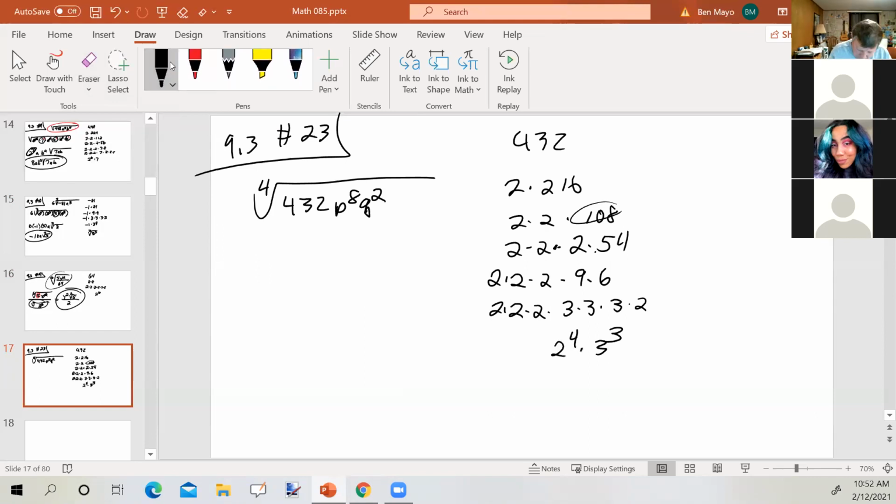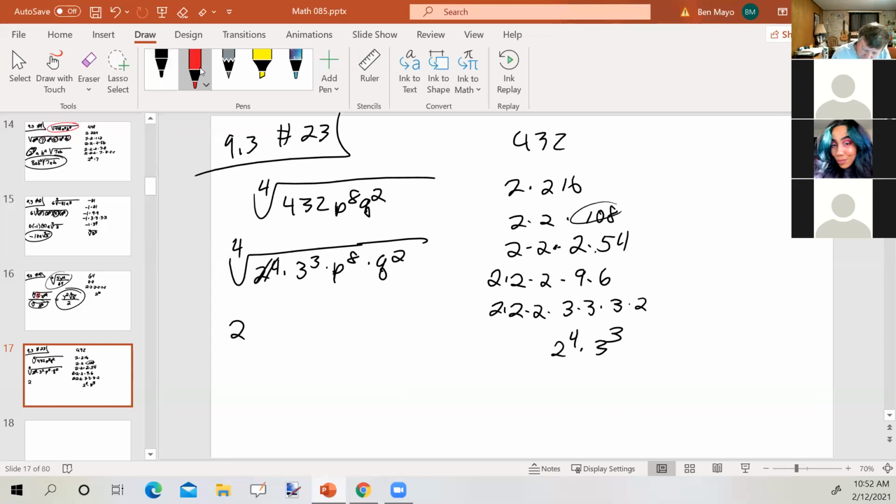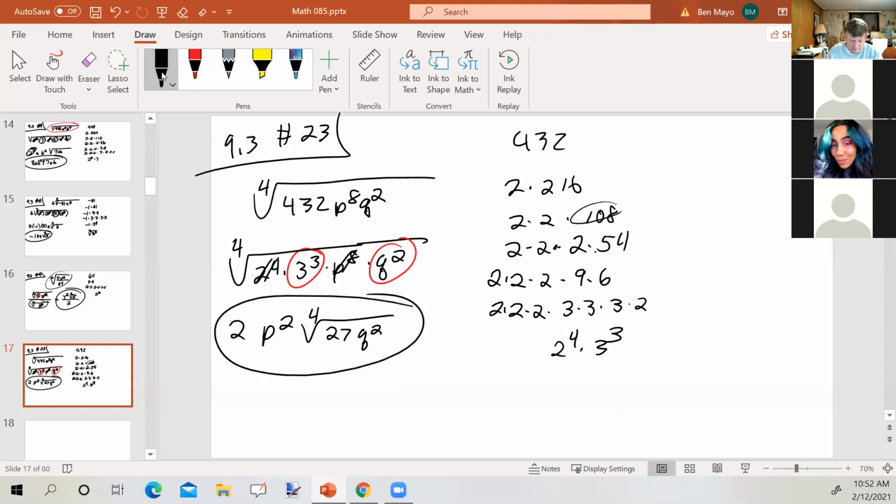Okay, so the 4th root of 2 to the 4th times 3 cubed times p to the 8th times q squared. Okay, what's the 4th root of 2 to the 4th? That's a 2 on the outside. What's the 4th root of 3 cubed? Can't do anything to it, stuck inside. What's the 4th root of p to the 8th? P squared, outside. What's the 4th root of q squared? Can't do anything with it, stuck inside. 4th root of 27q squared. And don't forget to put that 4 index on your answer.